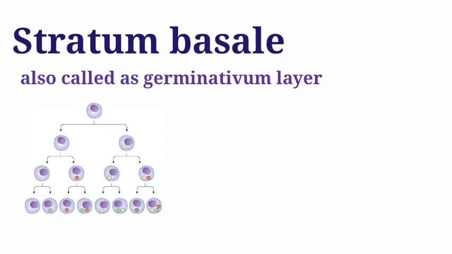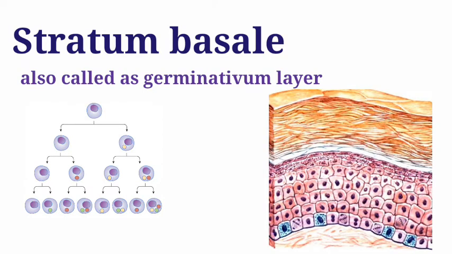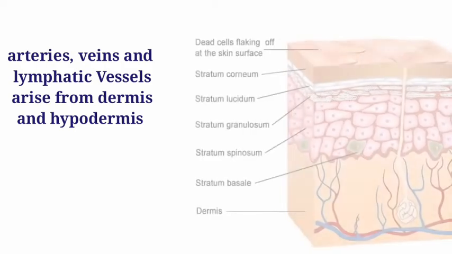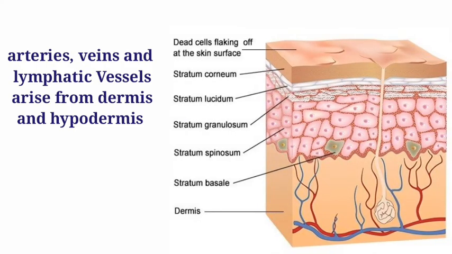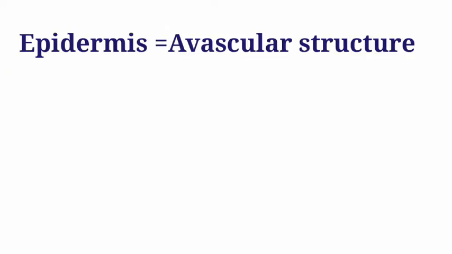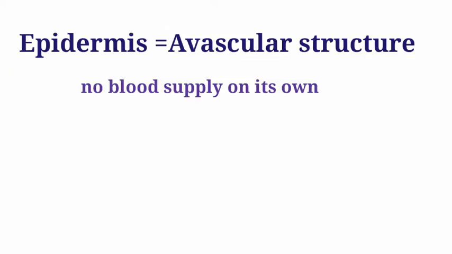These cells divide and migrate up. While doing so, they lose their blood supply and flatten. Artery, vein, and lymphatic vessels arise from dermis and subcutaneous area. They go all the way up to the base of the epidermis. So we don't have blood supply in epidermis. Epidermis is an avascular structure. It doesn't have blood supply on its own.